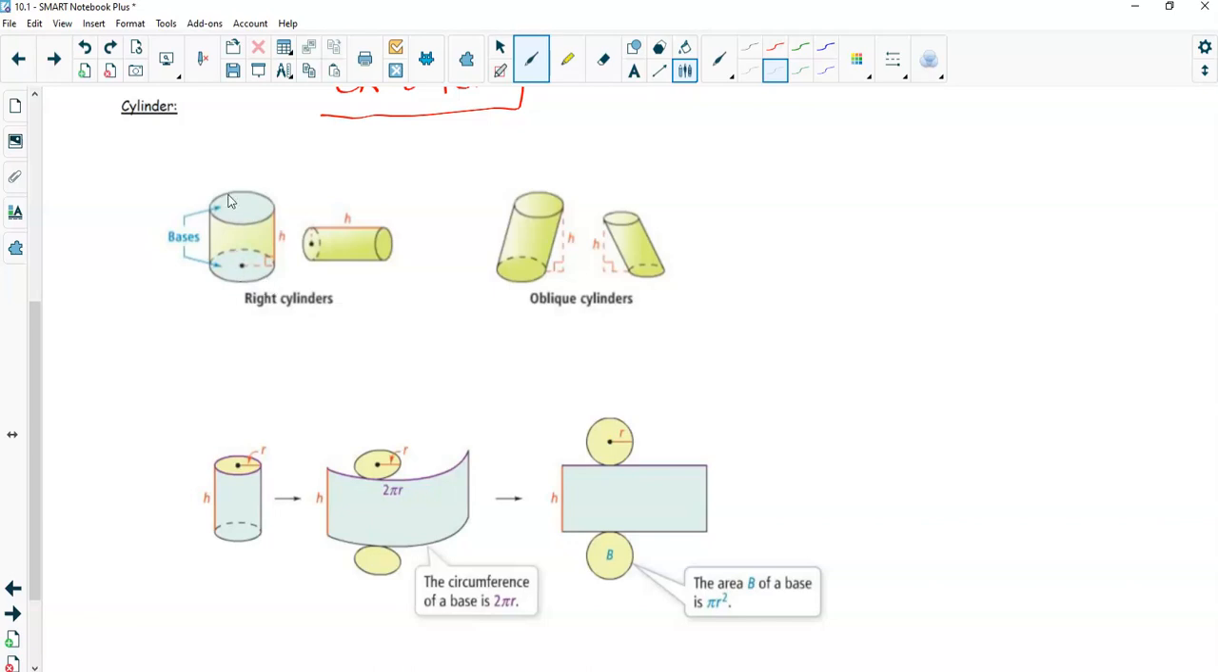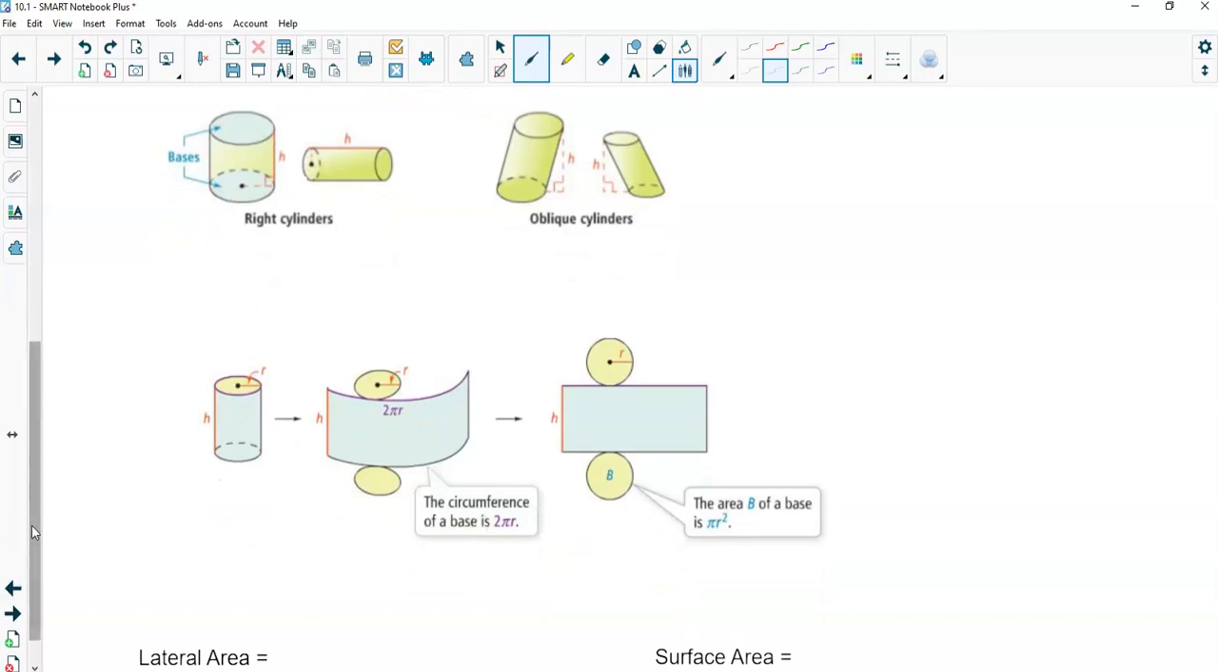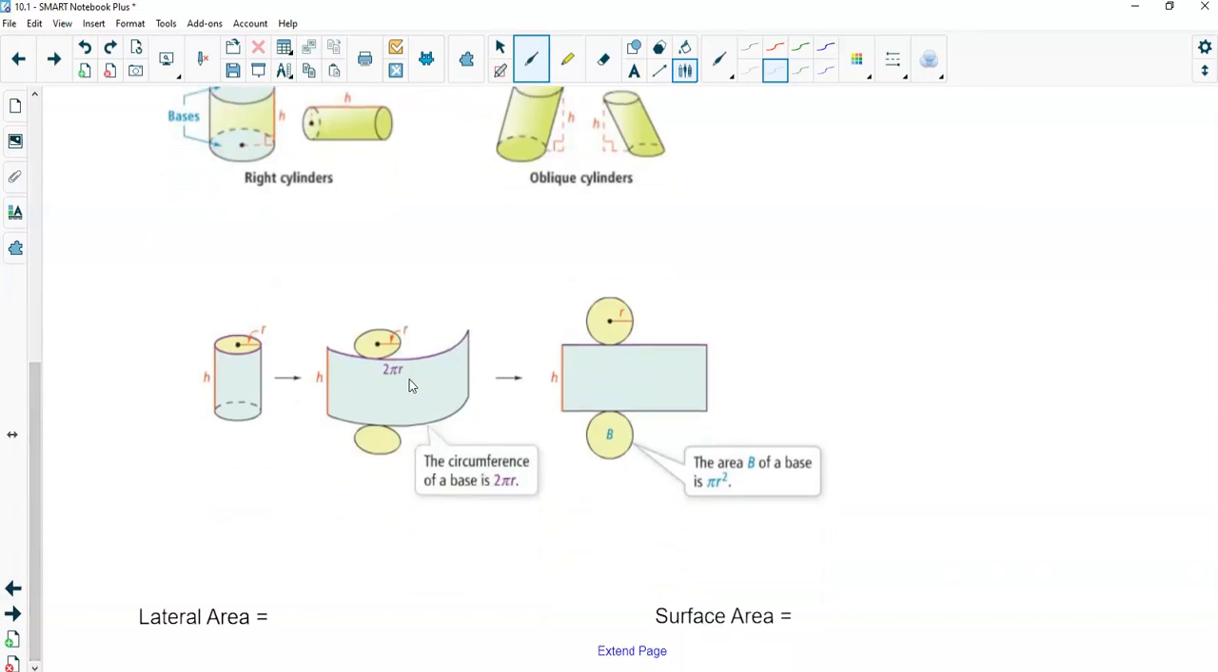And for circles, we don't call going around the circle the perimeter, we call it the circumference, right? We have the right cylinders, and we have the oblique cylinders. Same thing applies as before with the prisms. To find the lateral area of a cylinder, notice that we only need this rectangle, which will be the circumference of the circle times the height. So that would be 2 pi r times the height. Or you could say pi d, where diameter is twice the radius, times the height.